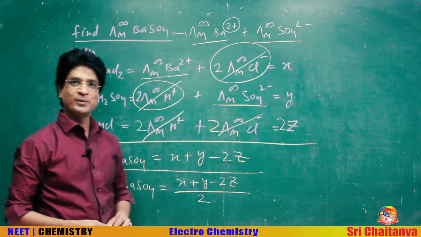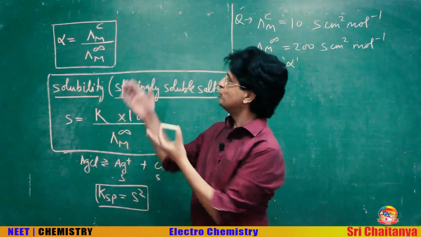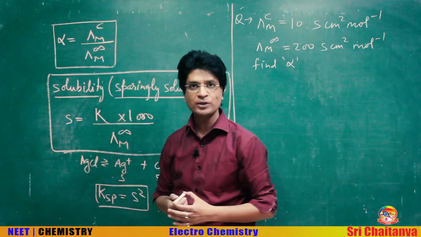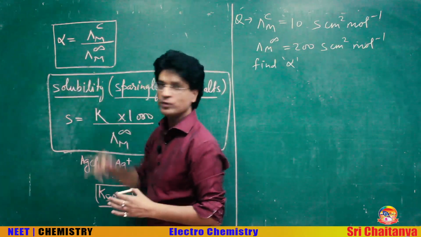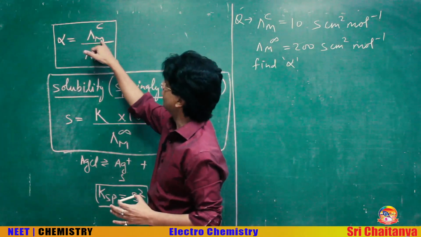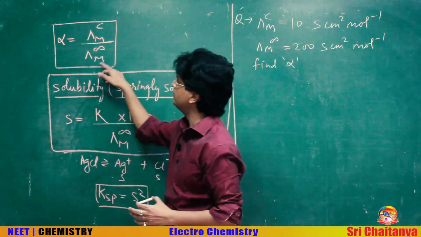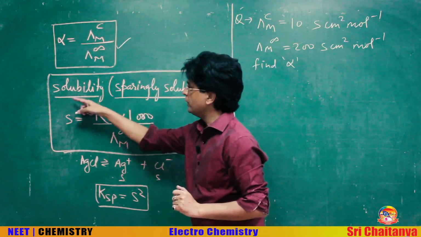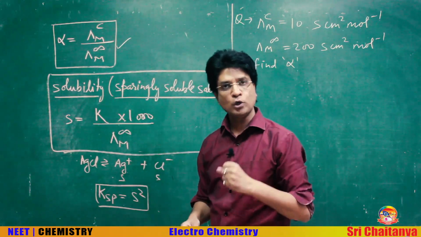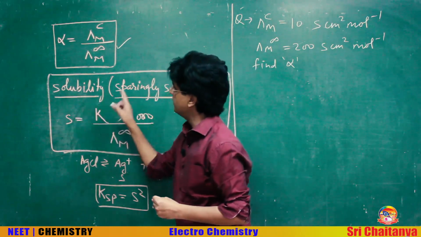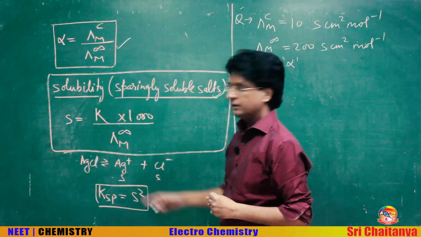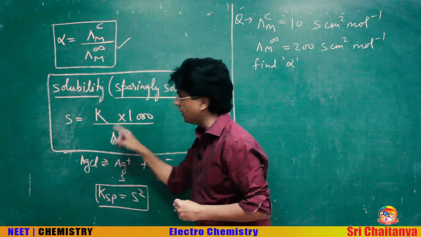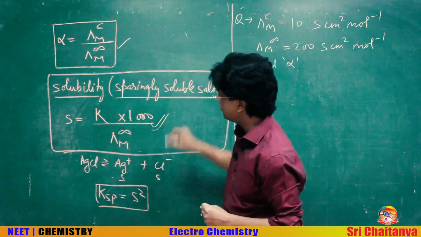Okay, simple one. So students, we have two formulas which we have to learn by heart, because NEET has been asking certain questions on these two formulas as well. This is called degree of dissociation, and that is given by molar conductivity at a given concentration divided by molar conductivity at infinite dilution. This is very important. Also, when you talk about ionic equilibrium, there is a topic called solubility product. There is a topic called solubility for sparingly soluble salts. That solubility S is equal to kappa into 1000 divided by molar conductivity at infinite dilution. You have to learn these two formulas by heart.